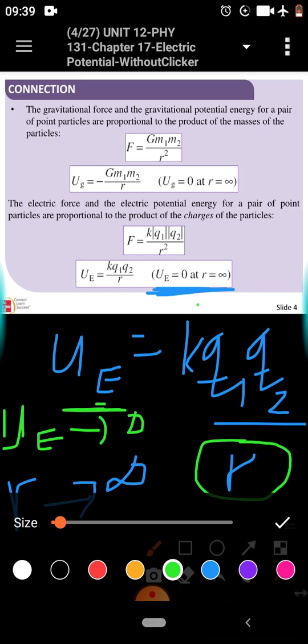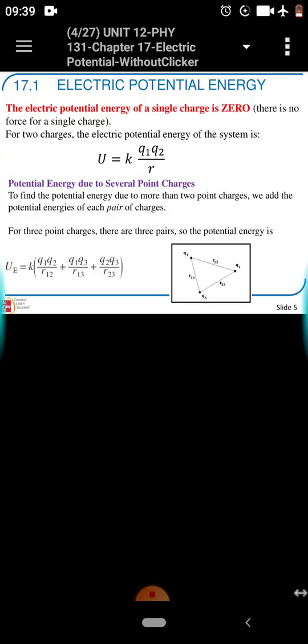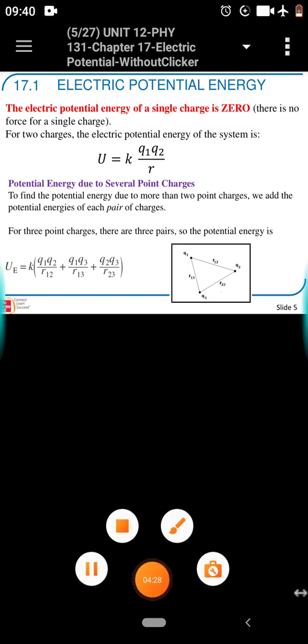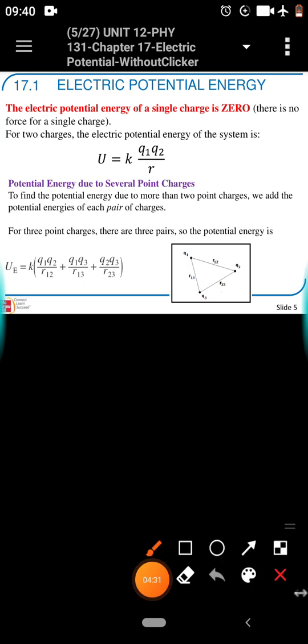Let's continue. Now let's analyze this. The potential energy of a single charge is zero. So in order to have electric potential energy, you must have at least two charges, and you can find the energy between them. You can see even from the equation that you need two charges, and then you can find potential energy between those charges.